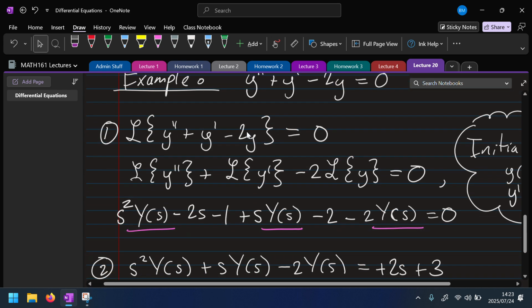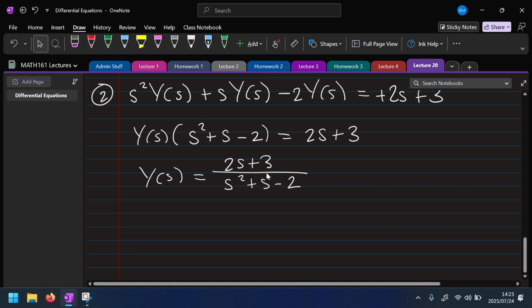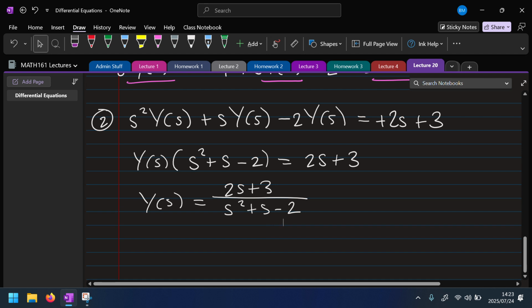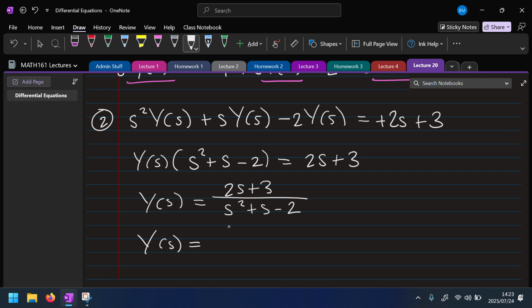So what we can do is split this up into two fractions. And each of the individual fractions, we can then do the inverse Laplace transform. Okay, very similar to the partial fractions we covered last semester. So y of s is going to be equal to 2s plus 3 over, okay, and we're going to split it up into the two fractions. So we have to factor the denominator. So that's going to be s plus 2, s minus 1. Okay, just your normal quadratic factoring. Okay, then this is going to be some a over s plus 2 plus some b over s minus 1.